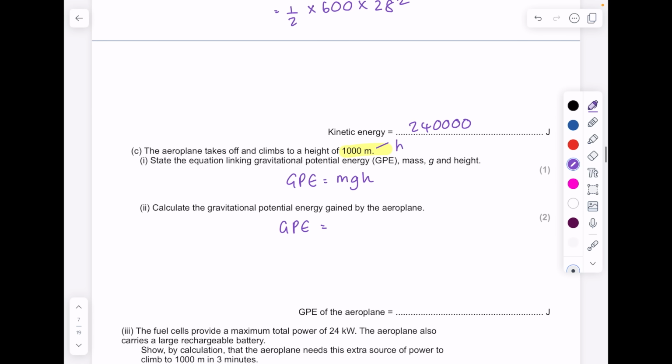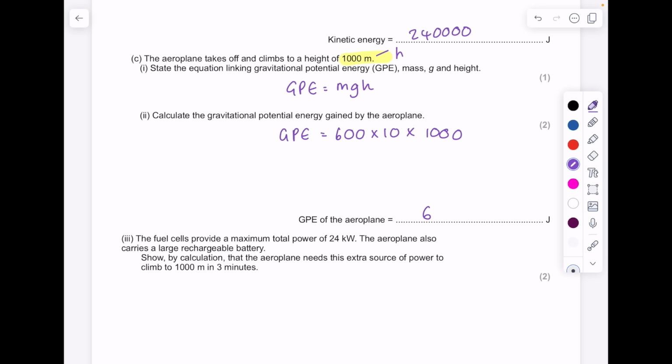So again, that mass was 600. g, remember, is 10. Our height is 1,000. Our answer here is 6 million joules.